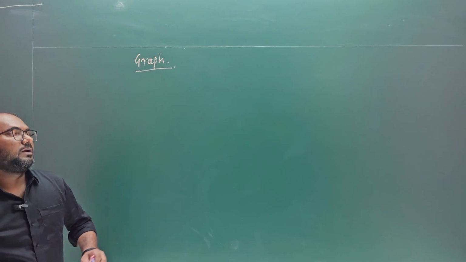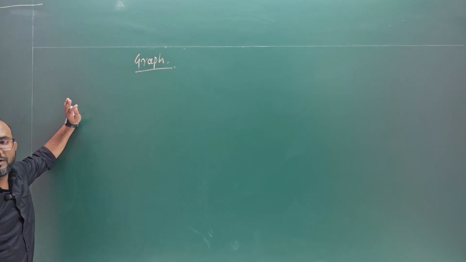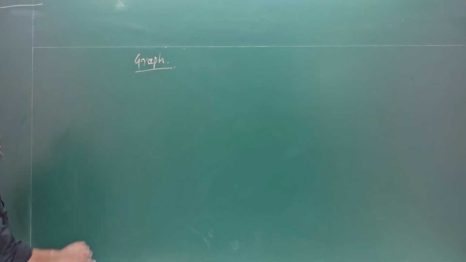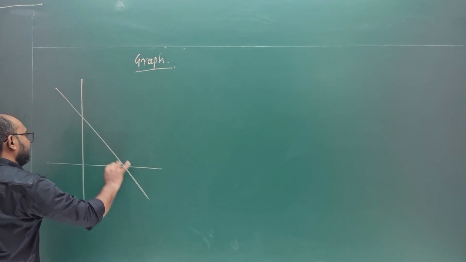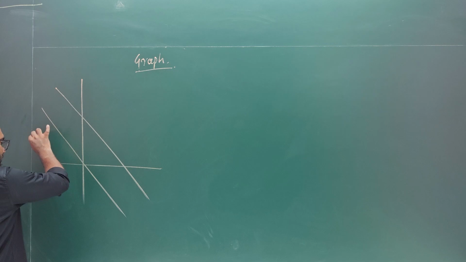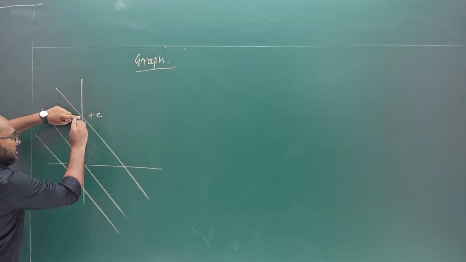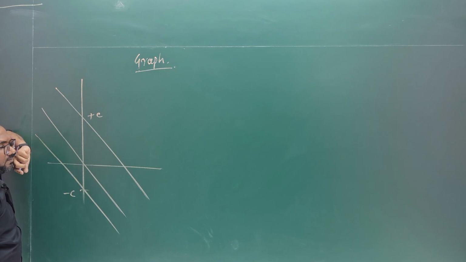Before learning all these three types of graphs, we need to understand the basics: when should the slope be negative and when should the slope be positive. Got my point? Okay, let us try to understand this. Can I say this is your y-intercept? Positive c. Can I say this one is negative c? Is the slope positive or negative?